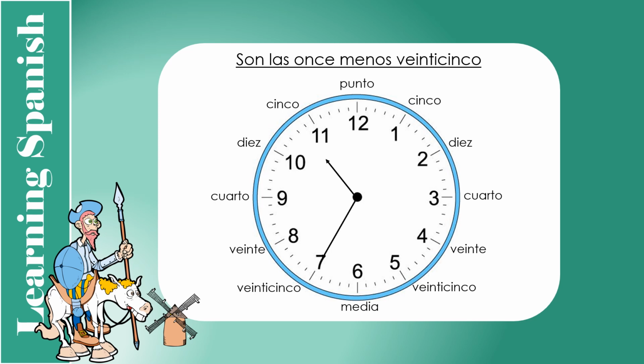Son las 11 menos 25. And here they name the hour to come, and then they subtract the 25 minutes that are actually too many. And the same goes for the next few clocks.